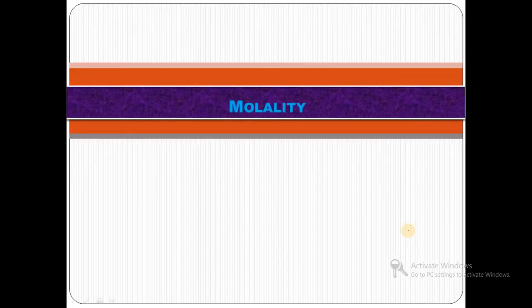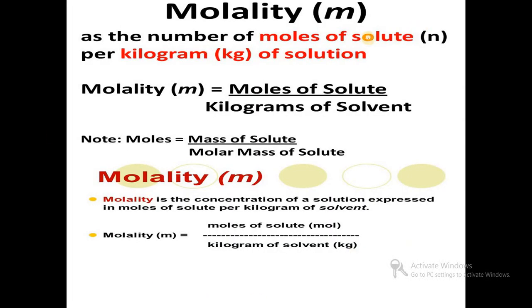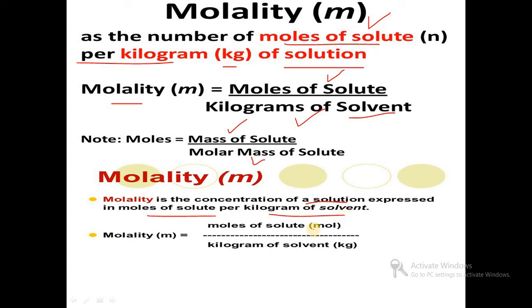Then next we will see molality. Molality, which is represented by small m, is the number of moles of solute per kilogram of solvent. So molality small m is nothing but moles of solute divided by kilograms of solvent. Here moles is equal to mass of solute divided by molecular mass of solute. So molality is the concentration of a solution expressed in moles of solute per kilogram of solvent.